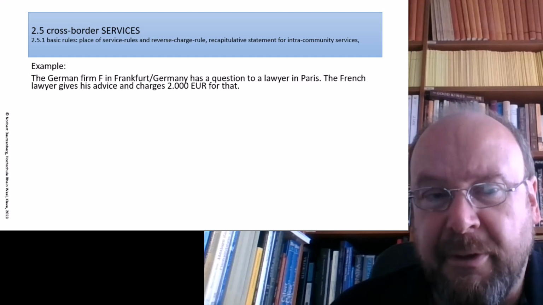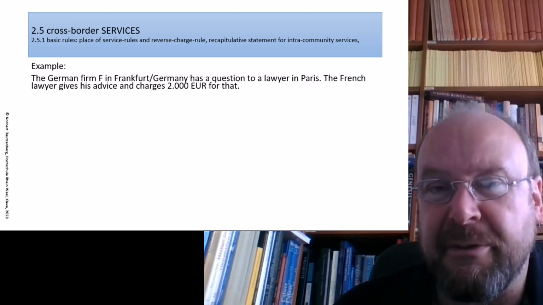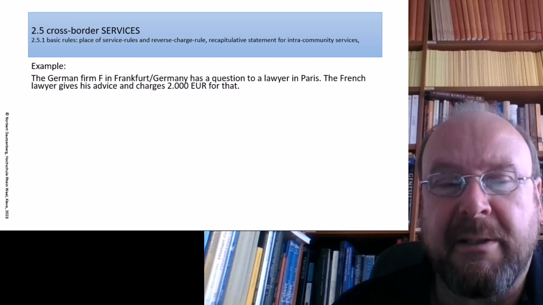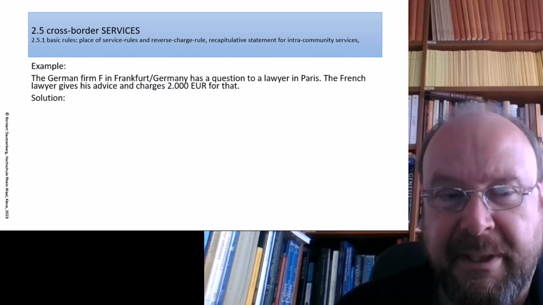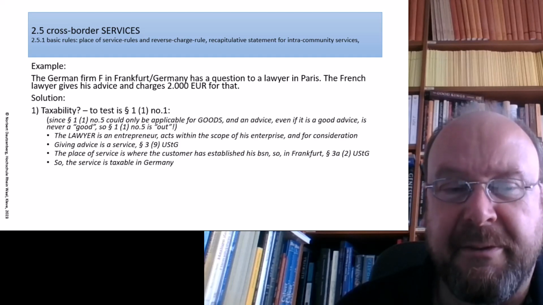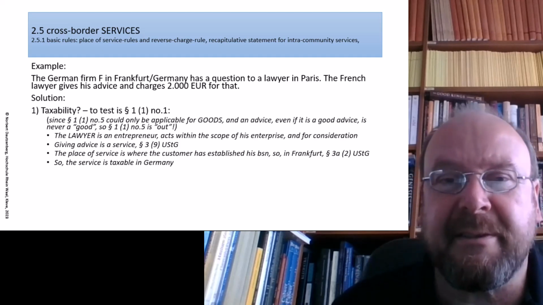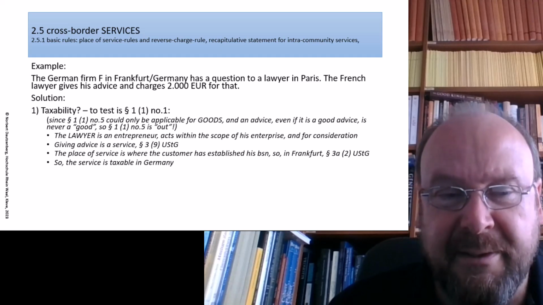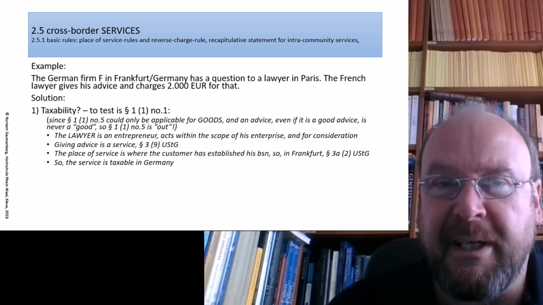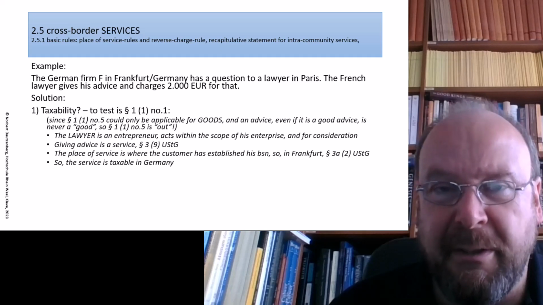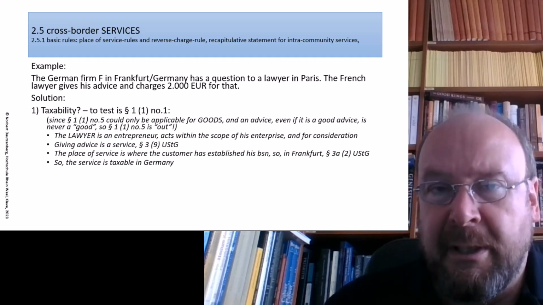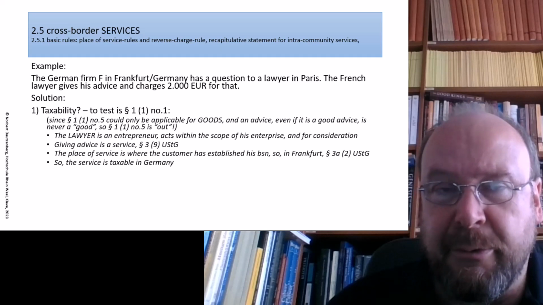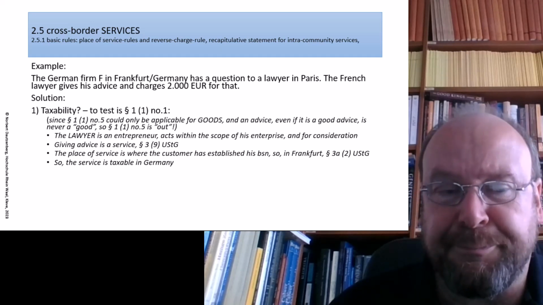Imagine there is a German firm in Frankfurt and they have a question to a lawyer in Paris. So the lawyer in Paris gives his advice and charges 2,000 euro for that. Now, the solution is we have to test 11 number 1 as usual, because 11 number 5 inter-community acquisition can only play a role if we have a sale of a good, a delivery, but never with a service. So let's check the routine number 11 number 1.